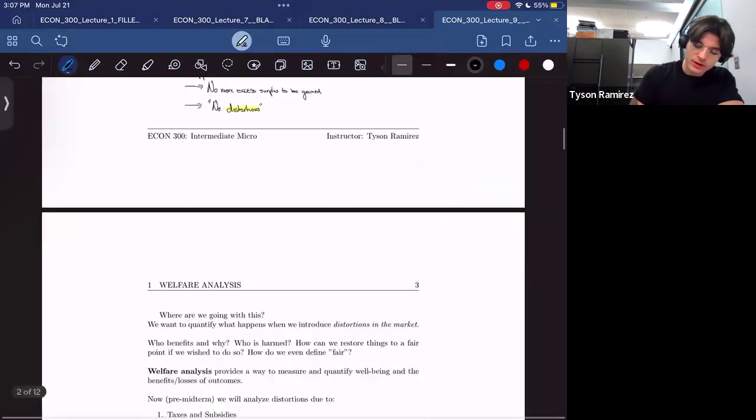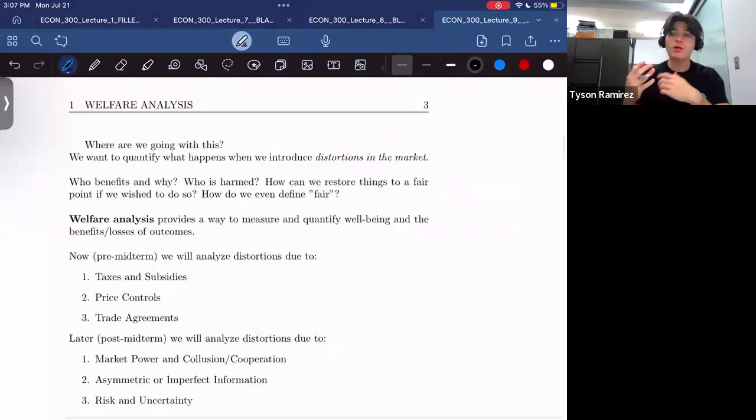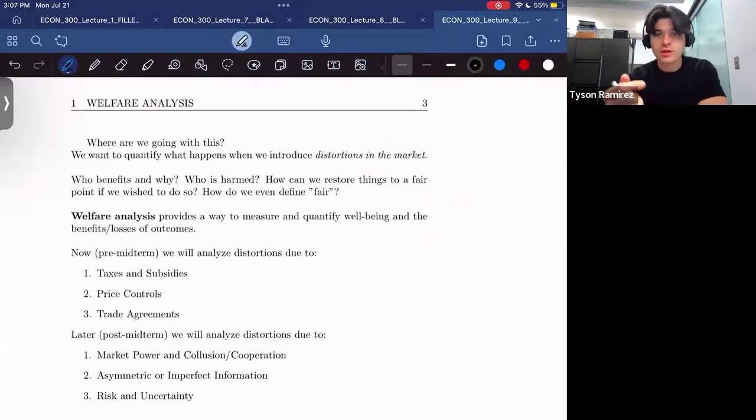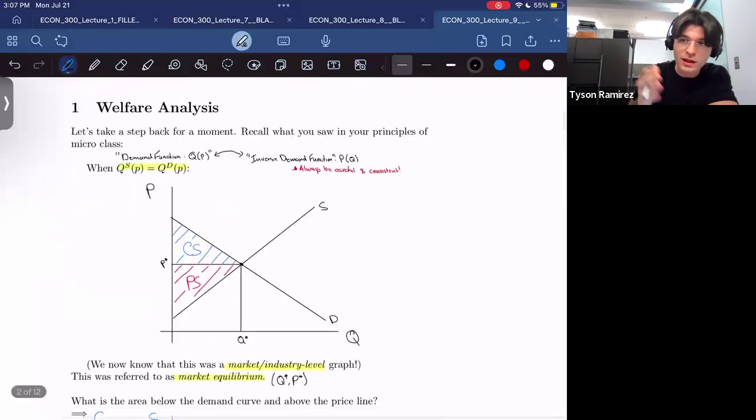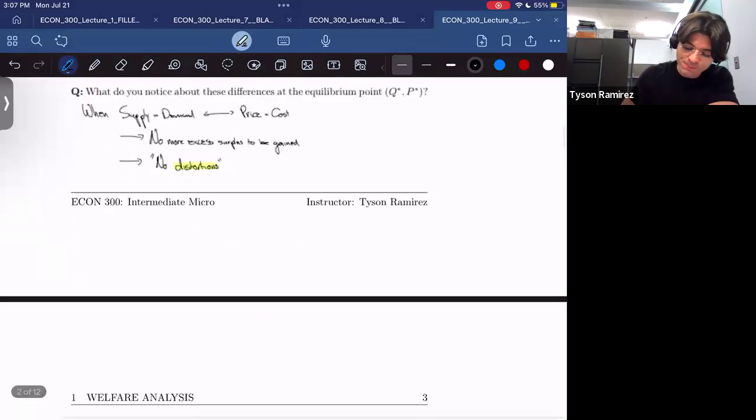So where are we going with this? Why do I revisit all those old things? Because we want to take a closer look now with our grown-up knowledge. We want to quantify what happens when we introduce distortions. Up here, we had no distortion. There were no distortions in this market.